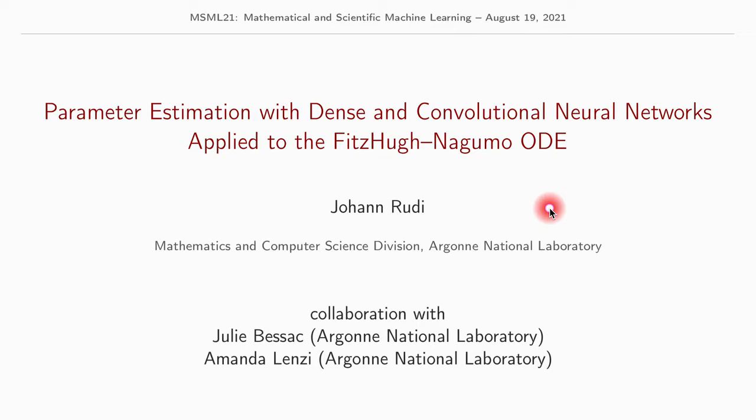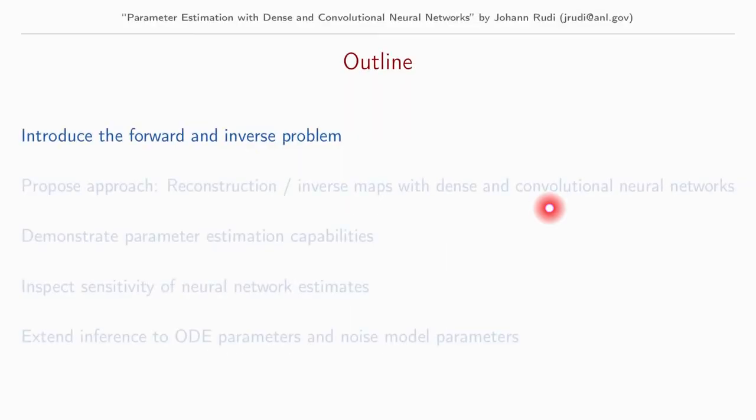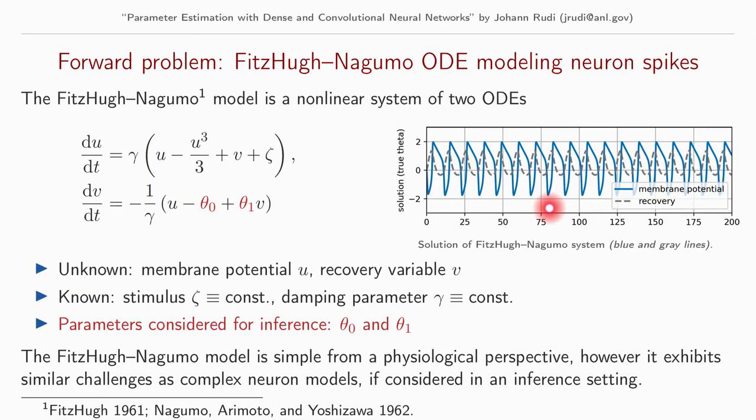And this particular inverse problem involves an ordinary differential equation called FitzHugh-Nagumo. So the forward problem is the following ODE, which is described from the unknown of the membrane potential U and the recovery variable V. And there's a few constants like gamma and zeta, but also these two parameters that we're interested in, in the context of an inverse problem. So theta 0 and theta 1 are our inference parameters.